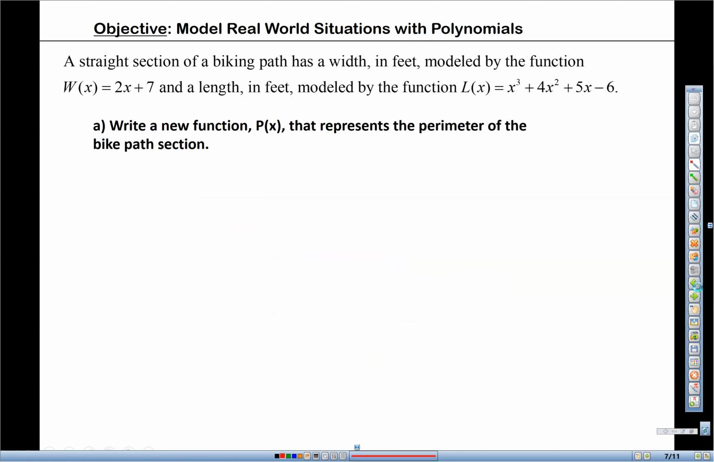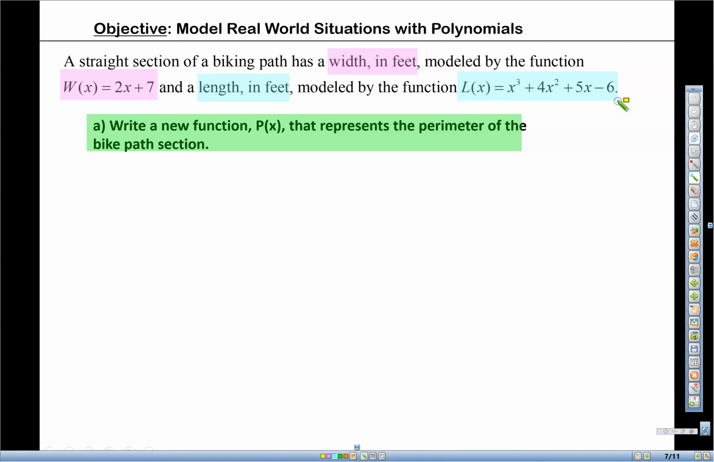All right, this next example now. Here again, I'm going to read it, annotate with the key information, and look at what my task is. A straight section of a biking path has a width in feet modeled by the function w of x, and a length in feet modeled by the function L of x. My task is to write a new function P of x that represents the perimeter of this section of bike path. Okay, so I know that my width is in feet, and it's w of x, and I know that the length of this section is also in feet, and it's my L of x function.